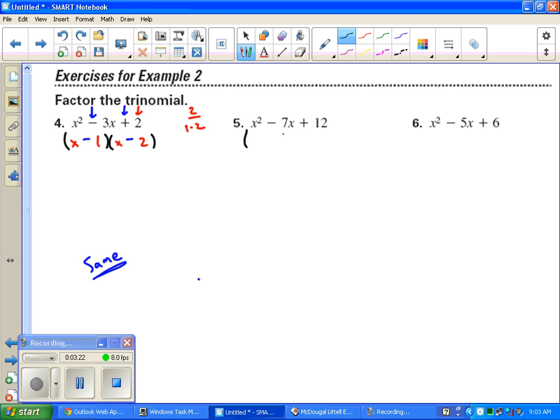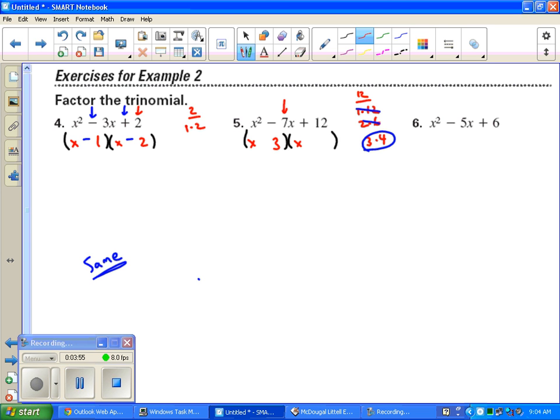Number 5, open a parentheses, or 2 sets, I should say. X times x, the only way to get x squared. Your factors of 12, there's more than one here: 1 times 12, 2 times 6, 3 times 4. You have to choose from one of those pairs. When you combine 1 and 12, you're going to get 13 or 11. When you combine 2 and 6, you're going to get 8 or 5. When you combine 3 and 4, you're going to get 7 or 1. None of those work except 3 and 4. You get to the number 7 because we're trying to find the number 7.